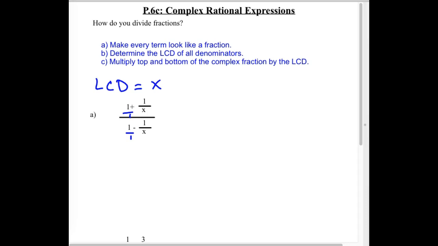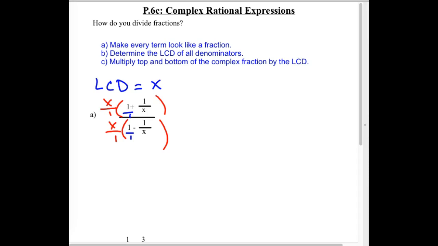Our third step is now to multiply top and bottom. So of this big complex fraction, we're going to take the whole top part and the whole bottom part, and we're going to multiply them by that LCD. The way I want you to write it, we're taking both the top half and the bottom half. We're timesing by an x. But I want you to, again, make it look like a little fraction. So we're timesing by x over 1 to both the top and the bottom half. As long as we multiply the same thing to the top half and the bottom half, we haven't changed the problem, we've just made it look different.